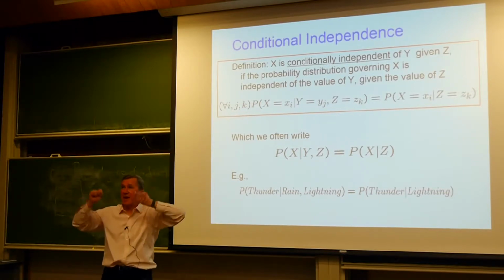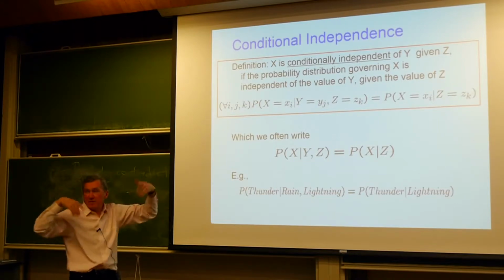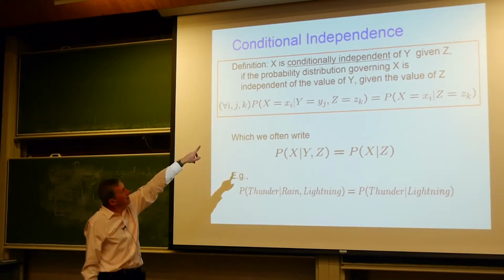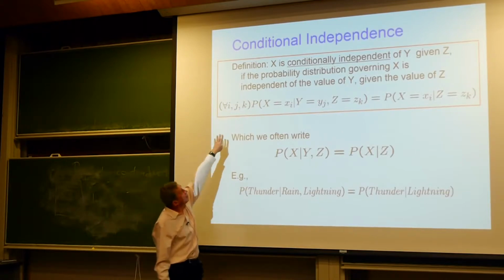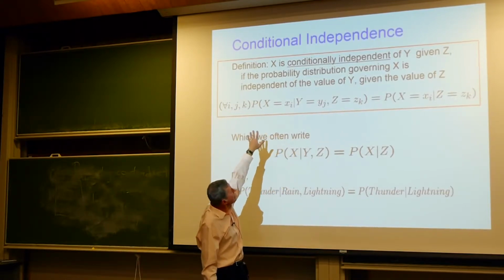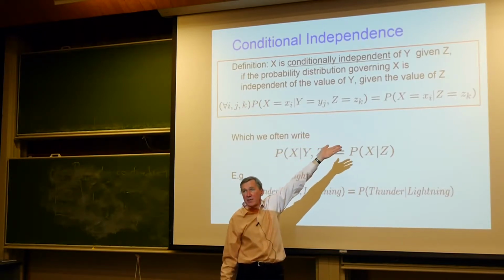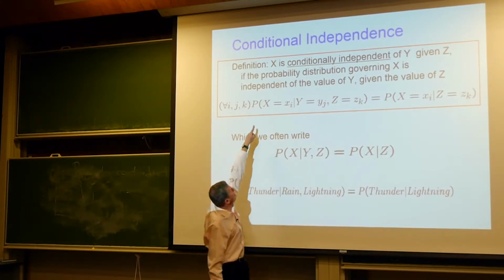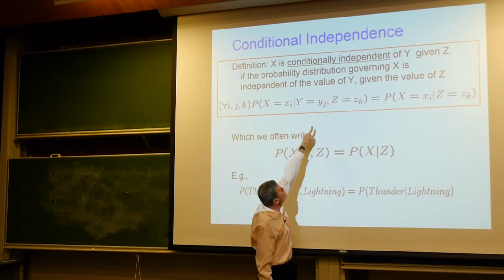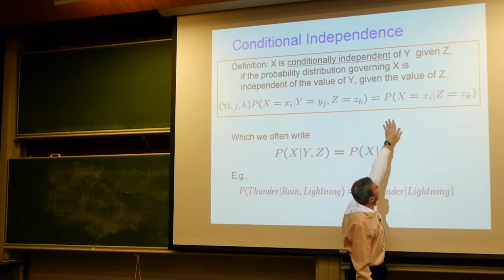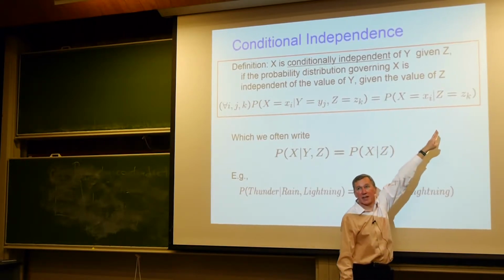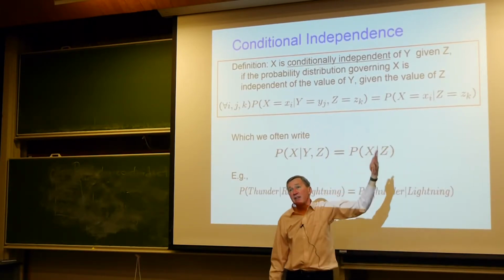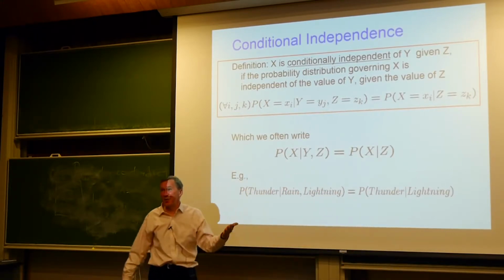Given three random variables, x, y, and z, we could assume, to make it simple, that they're Boolean, but they don't need to be. They could be anything. We'll say that x is conditionally independent of y given z if the probability distribution governing x is independent of the value of y given the value of z. Put another way, for all the values that x, y, and z can take on, the probability that x will take on that value, given that y and z take on these values, is exactly the same as the probability of x if we only know z. In other words, y doesn't matter once we know z. Sorry, x is conditionally independent of y given z.